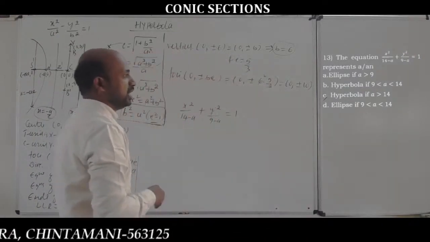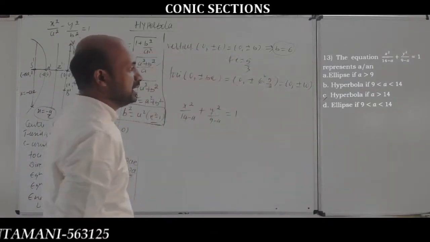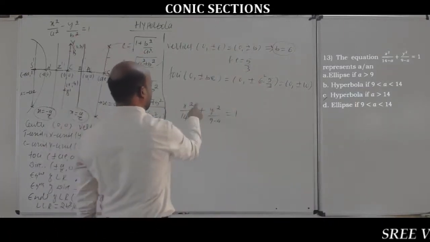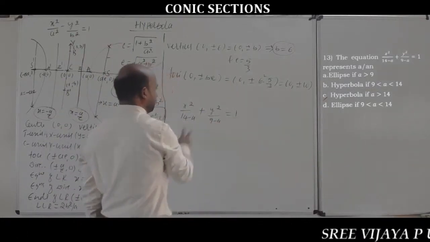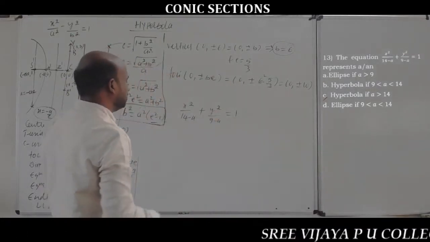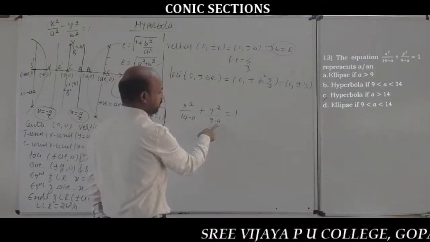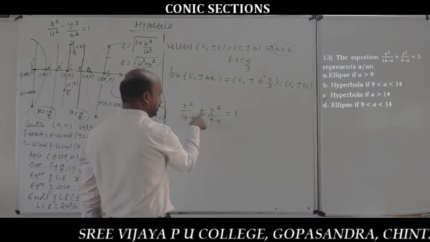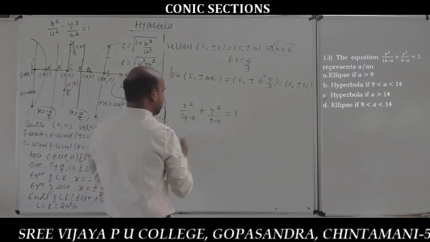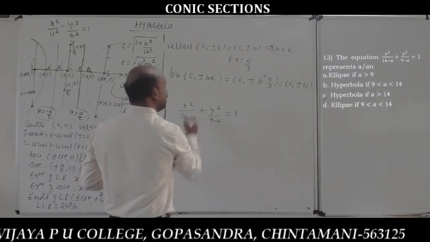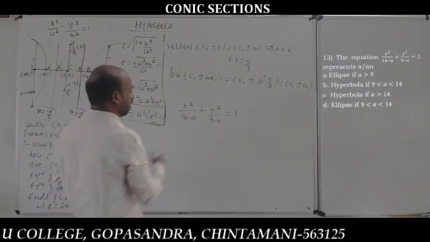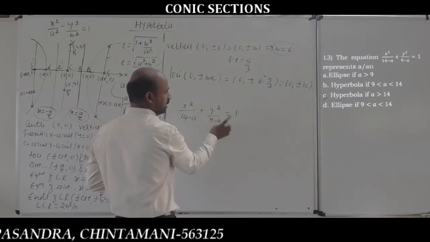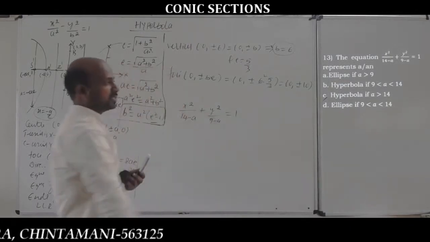14. A hyperbola where a is greater than 14; an ellipse where a lies between 9 and 14. For it to be an ellipse, of course, x square by a square plus y square by b square is equal to 1. So the option says a greater than 9. Suppose we take a equal to 10. Then 9 minus 10 becomes negative, and 14 minus 10 is 4. Since one is negative, it becomes a hyperbola. What we are saying is an ellipse, so the first one is not correct.